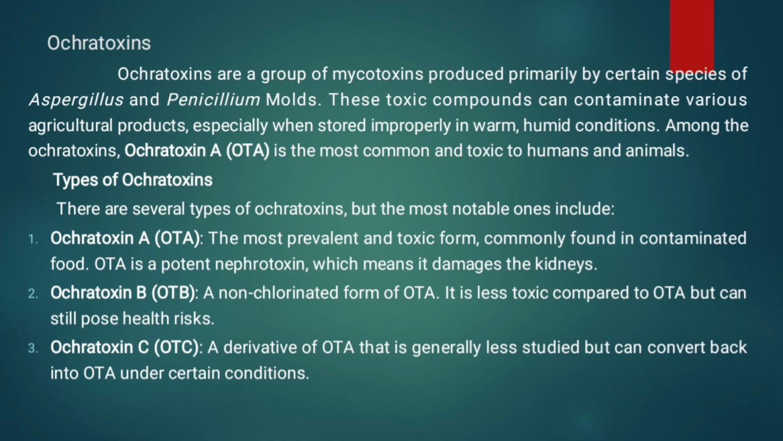There are different types of ochratoxins, but the most notable one is ochratoxin A. It is the most prevalent and toxic form, commonly found in contaminated food. Ochratoxin A is a potent nephrotoxin, which means it damages the kidney. Another type is ochratoxin B, the non-chlorinated form of ochratoxin A. It is less toxic compared to ochratoxin A, but can still pose health risks. Ochratoxin C is a derivative of ochratoxin A that is generally less studied but can convert back into ochratoxin A under certain conditions.